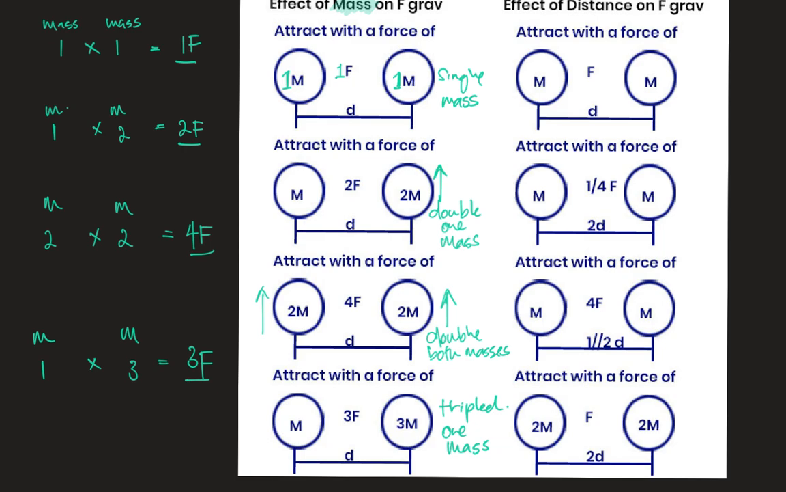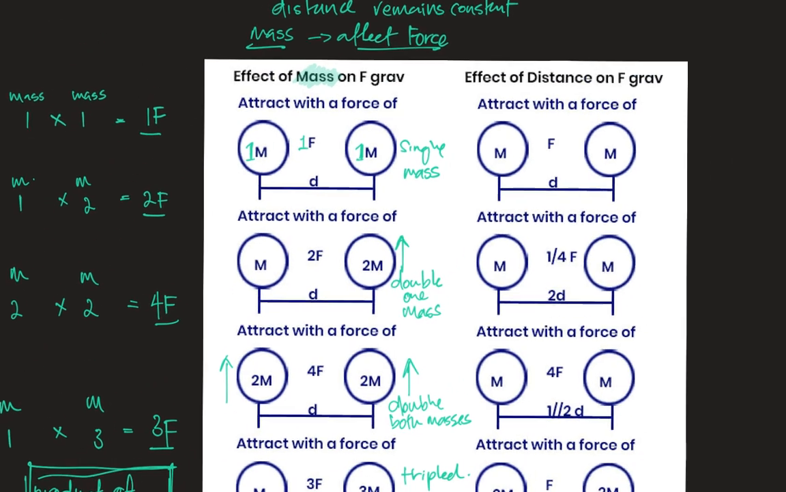Because your force is a product of 2 masses, you have to do a product sum. And that product sum is going to give you your resultant force there. All right? Let's have a look here at the next one.